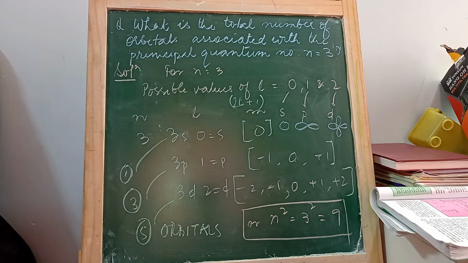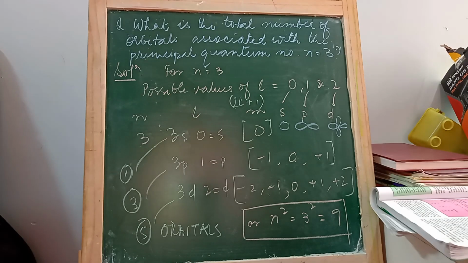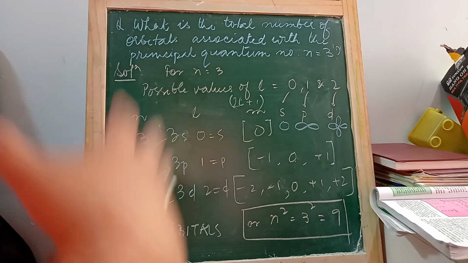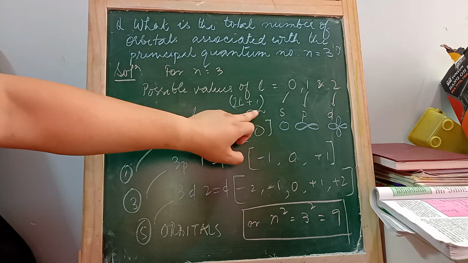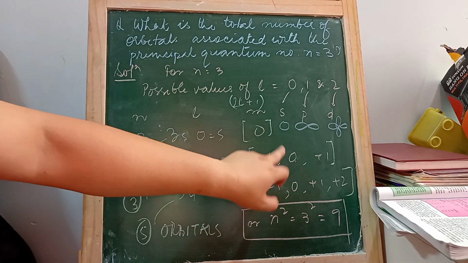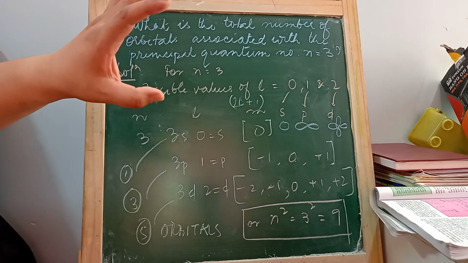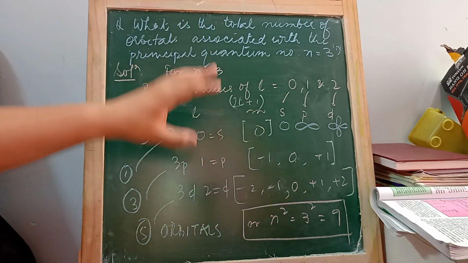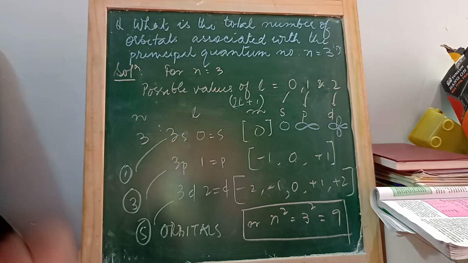So overall, the question was asking what are the orbitals associated with n equal to 3. That means in the third shell, how many orbitals will be there? So this is one orbital. The value of M will now decide the orbital. Second orbital, 1, 2, 3, 4, 5, 6, 7, 8, 9. So there are 9 orbitals associated with n equal to 3. That means in the third shell there will be 9 orbitals.